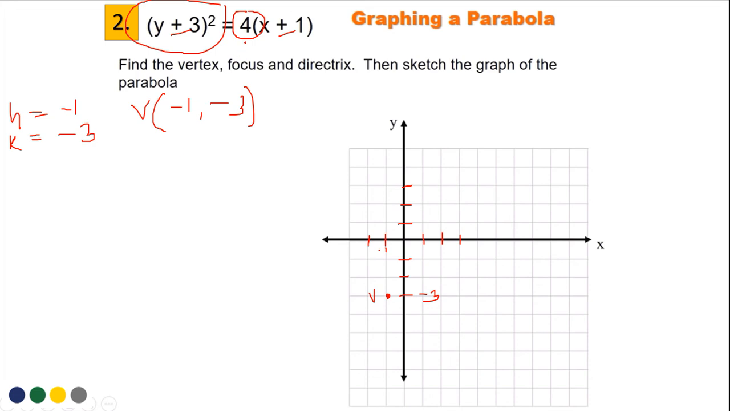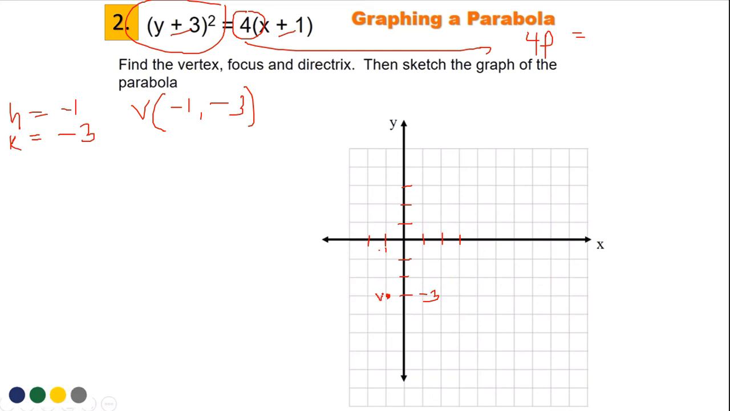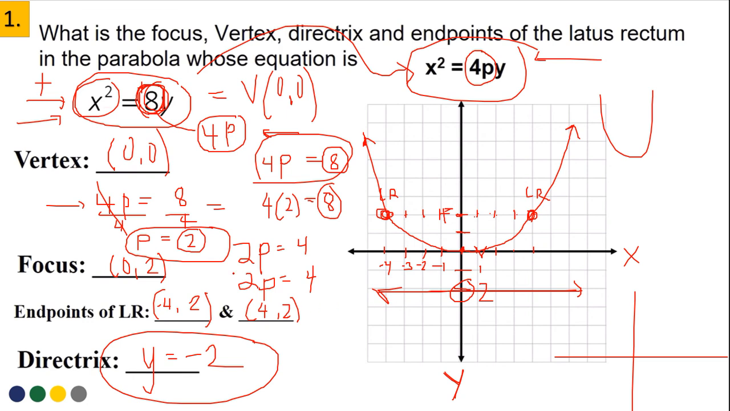Okay. Ano yung nakuha nating 4P? 4P is equivalent to? Ilan yan? Nakabilog na nga eh. Nakalagay na dyan eh. O, balikan natin to. What is our 4P here?